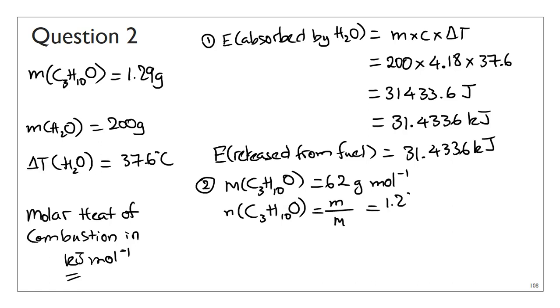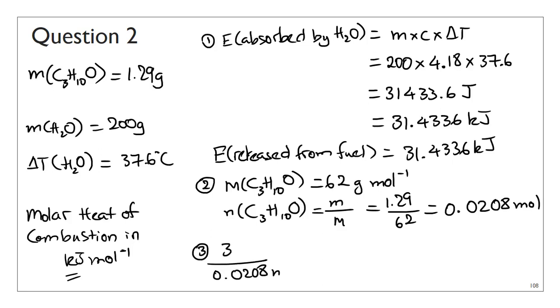So 1.29 over 62. Whenever I do this and I record, I have a strong suspicion that all my calculations are wrong. So 0.0208 mole. We're going to use the exact value. And then, so basically what it means is that if you burn 0.0208 mole of fuel, you will get 31.4336 kilojoules of energy released, and you need to work out how much energy is released per 1 mole. So just one divided by the other.